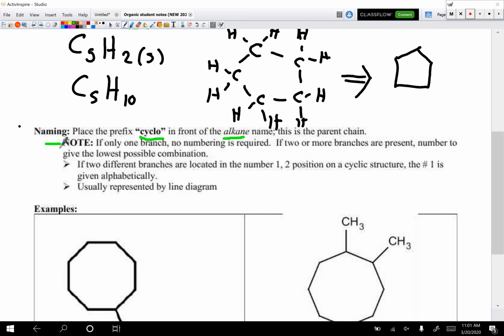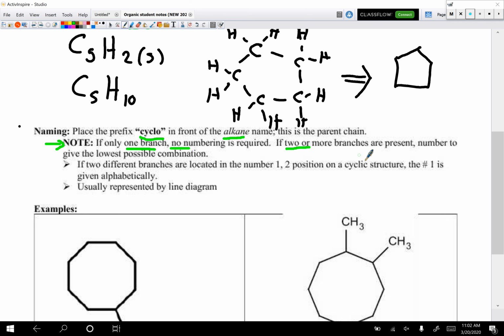Take special note here. If there's only one branch, no numbering is required. If you have something like methylcyclohexane, you just draw a methyl off that closed ring structure. It's assumed that carbon 1 is always closest to the first branch, and because we have this closed ring structure, carbon 1 is going to be on the branch.